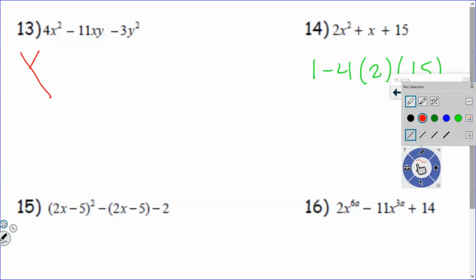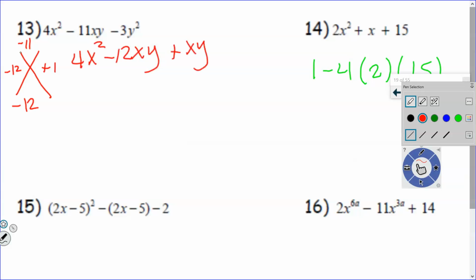All right, so on 13, I did 4 times -3, and that's -12, and then -11. So I knew I was going to use a -12 and a +1. So it is going to be 4x squared minus 12xy plus a positive xy, and then minus 3y squared. And then GCF. So the first 2 terms, obviously I'm going to take a 4 out and an x out. So when I take a 4x out, that leaves just a single x for that guy, and then it's going to be minus 3y.